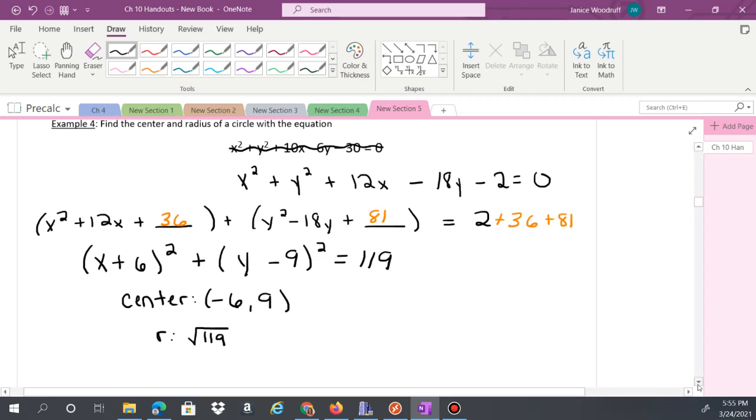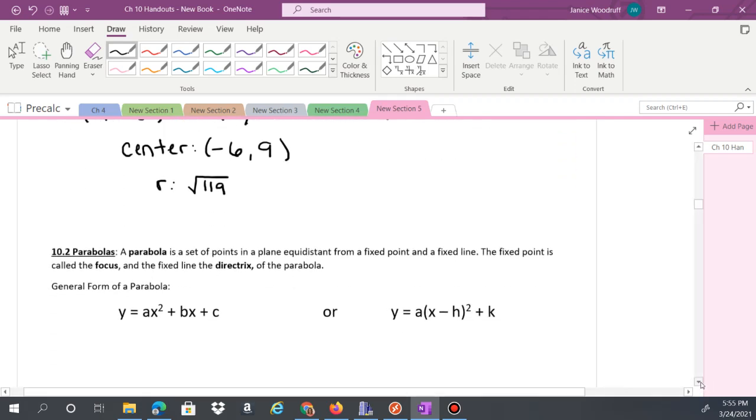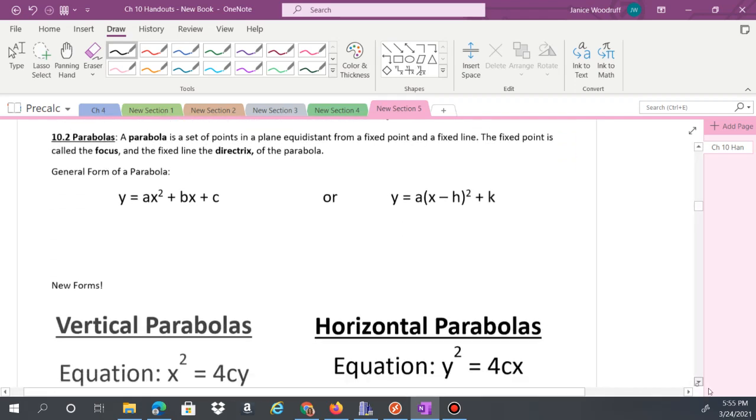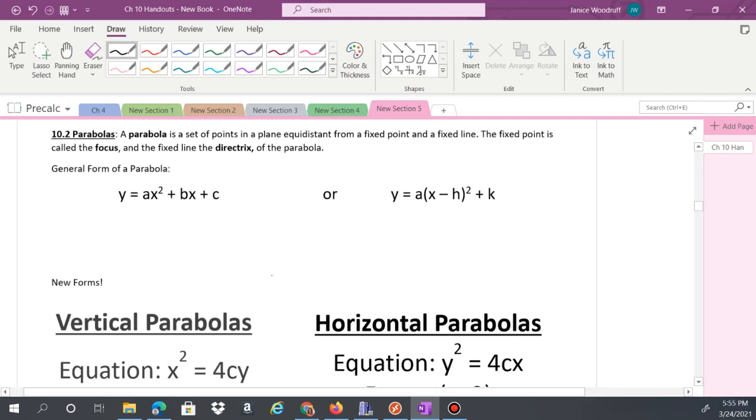All right, let's take a look at parabolas. We've done parabolas a lot of times before. You've seen these formulas before. Now we're going to look at some different parts of a parabola, going into even more detail. So you have a parabola that looks something like this.